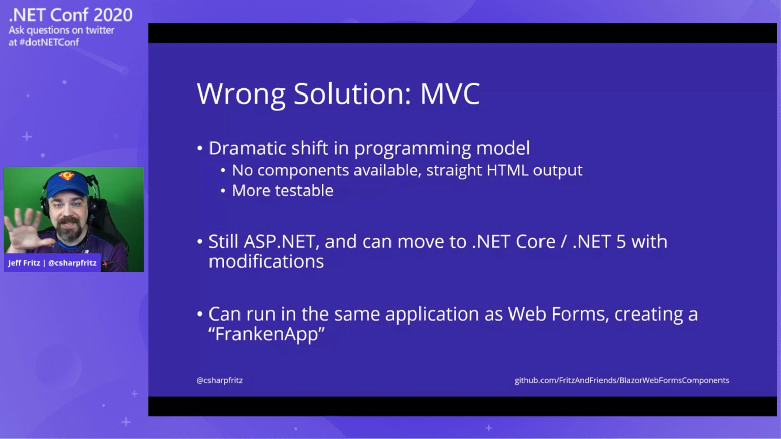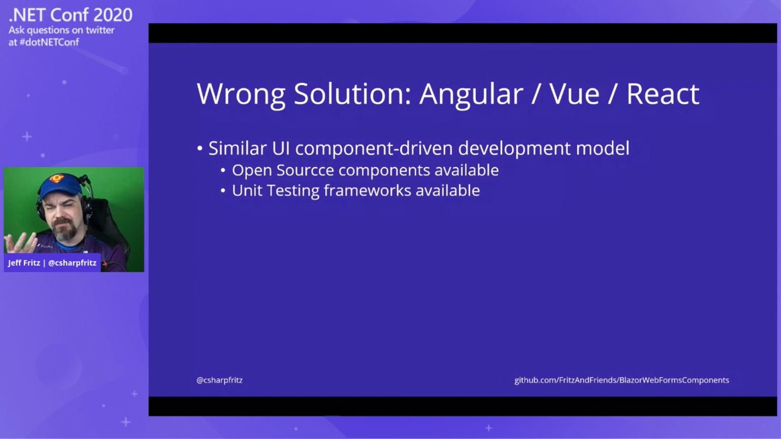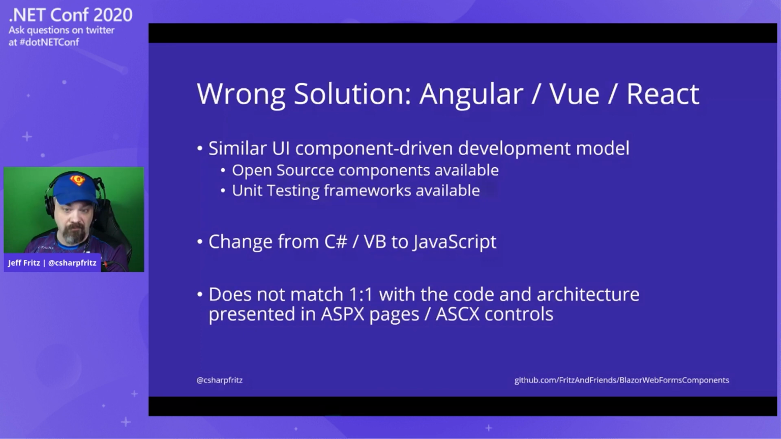You could run your web forms and MVC in the same ASP.NET application, and you'd effectively create what we like to call a Franken app, right? You're putting these two things together that aren't the same programming model, and it gets a little bit tricky to manage at that point. So some other folks said, hey, let's go to Angular, Vue, or maybe React. That's not a good solution for many folks either, because while you do have a similar user interface, component-driven development model, you've got great open source components available. You can do unit testing, so it's similar, but now you got to change from C# Visual Basic to JavaScript, which means you need to rewrite everything. That also means potentially your code doesn't match one-to-one with the code and architecture presented in your original ASPX pages, ASCX controls. So you're going to struggle.